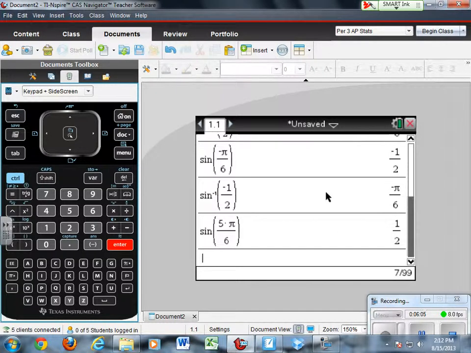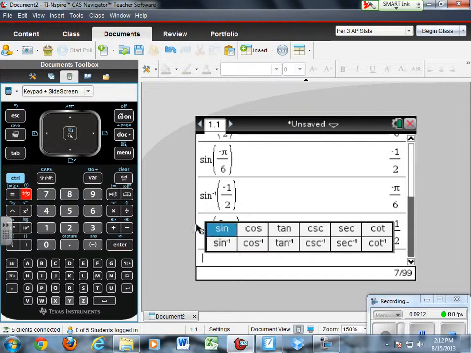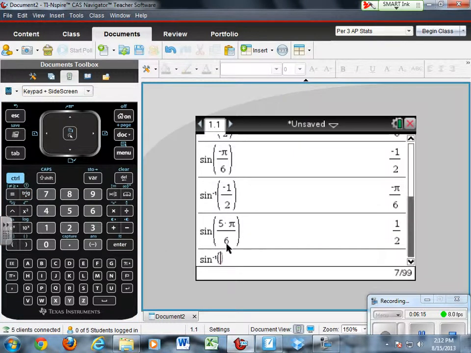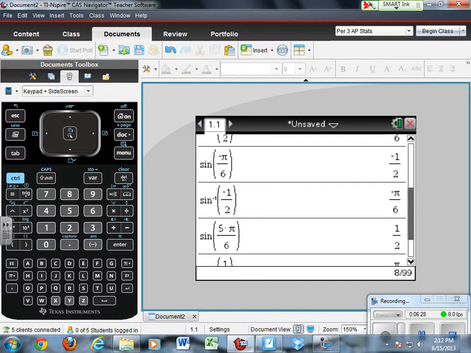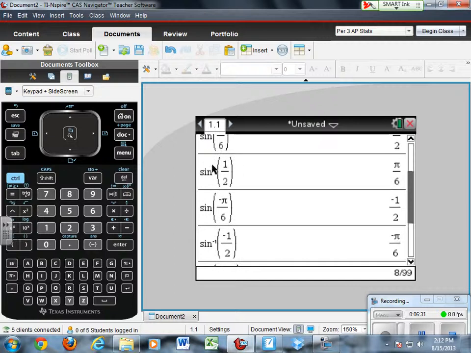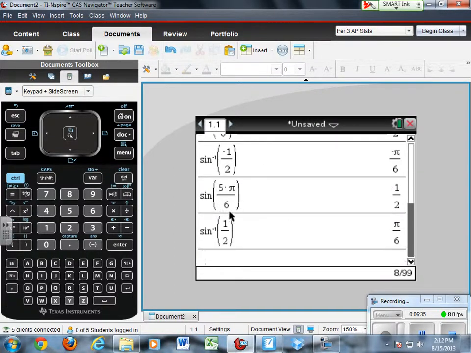Now if I do inverse sine of positive 1/2, so inverse sine of 1 divided by 2, I get pi over 6. So in this case, I put in sine of 5 pi over 6 and got 1/2, but when I did inverse sine of 1/2, I got pi over 6. I didn't get 5 pi over 6. And that kind of makes sense, because why should it give me a different answer than it did up here? Inverse sine of 1/2 gives me pi over 6. So we have an issue here. We've got a little bit of a problem.